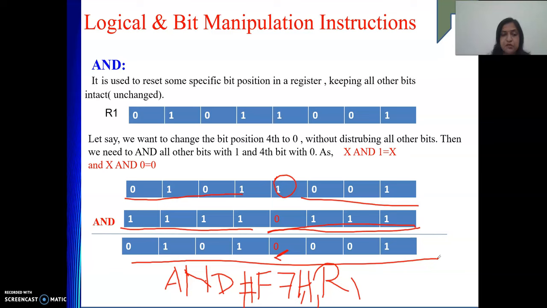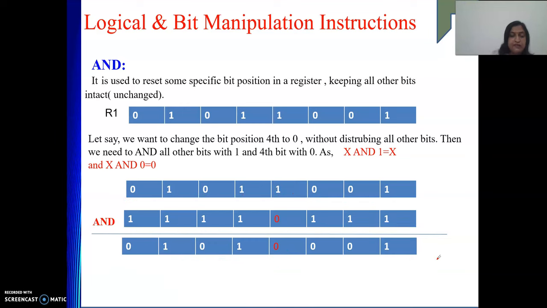So what will you be asked to do? You need to write the instruction. So please remember, whenever you need to reset a bit position, go for the AND operation. Wherever you don't want to change, AND it with 1. Wherever you want to reset to 0, that position value you should AND with 0, right? So ultimately, this one is the answer. AND F7H, R1. This is how we can write our answer. Done. Next, one more I will do.